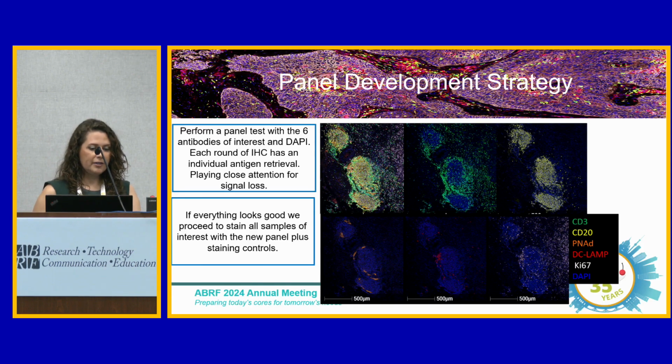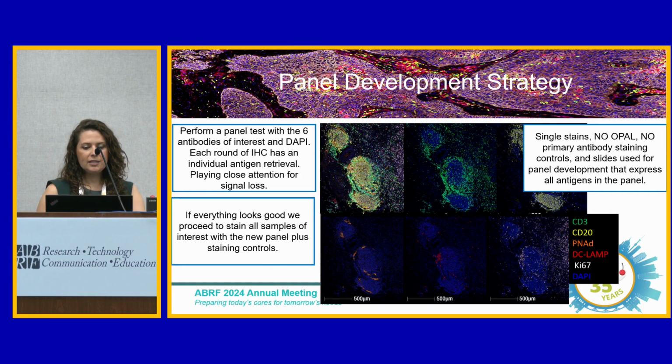If everything looks good, then we proceed to stain all of our samples of interest with this new panel plus staining controls. And then if everything looks good, you might get an image that looks like this. This is an image of a tertiary lymphoid structure. In the top left corner, you can see the 7-color multiplex assay, all 7 antigens together. And then as you move along to the right, we can see CD3 in green, CD20 positive B cell follicles, PNAd positive high endothelial venules, DC-LAMP denoting activated dendritic cells, and then Ki67 showing the proliferating cells.